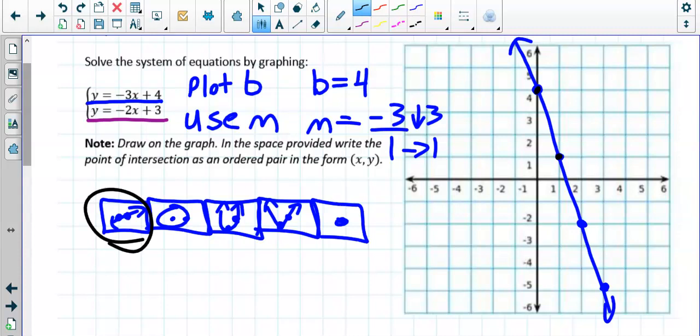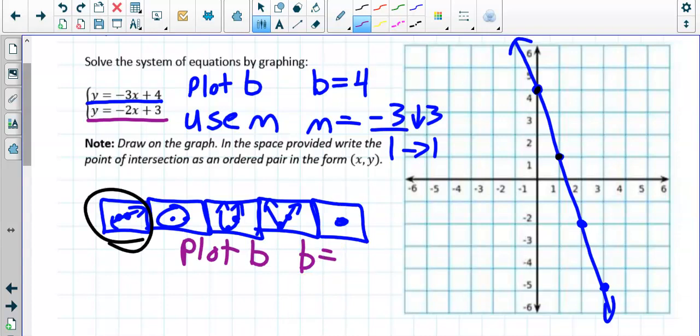Correct. You would have gone up 3 and then to the right 1 if the top number was a positive. So let's talk about the next one. I'm just going to do this in purple. Again, what are we going to start with? B. Plot B. So where is B at? What is our number? 3.